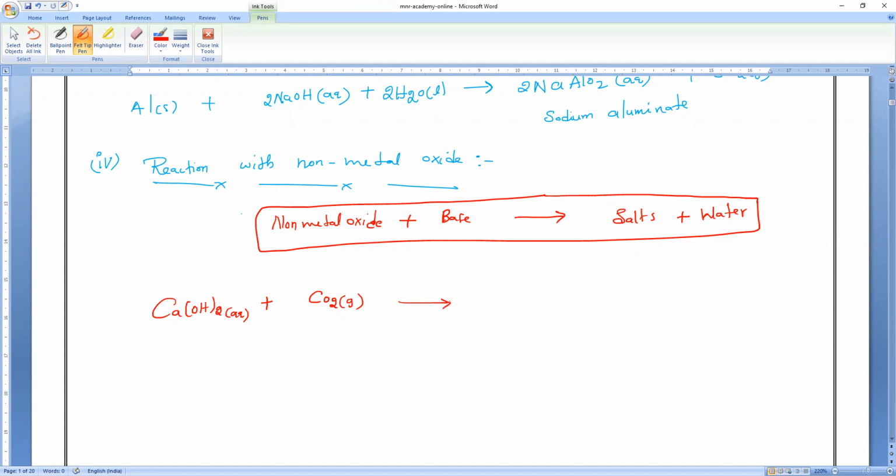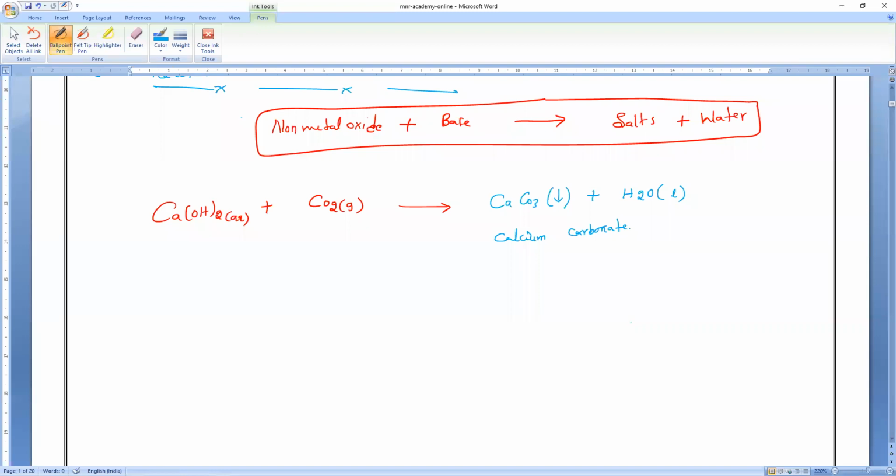Can you tell me what products will come? Well known: calcium carbonate plus water. CaCO3 is in solid state, yes or no? And water is in liquid state. Of course, this is a precipitate, like solid state, so I am representing it with a down arrow. CaCO3, calcium carbonate. That is what you have to remember. Write it.